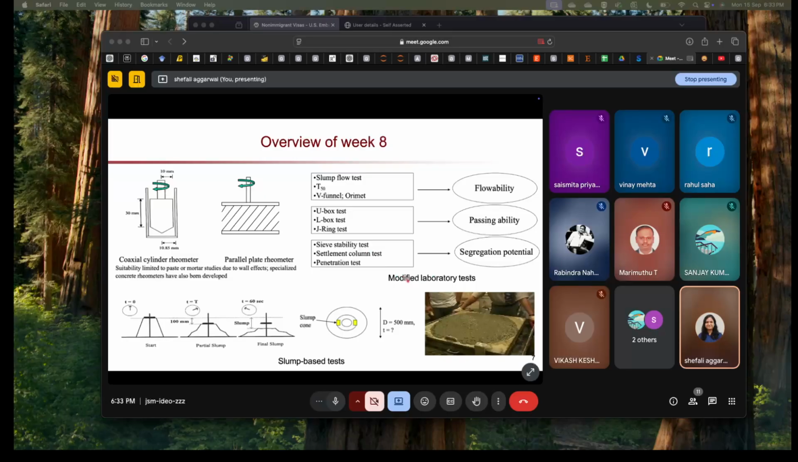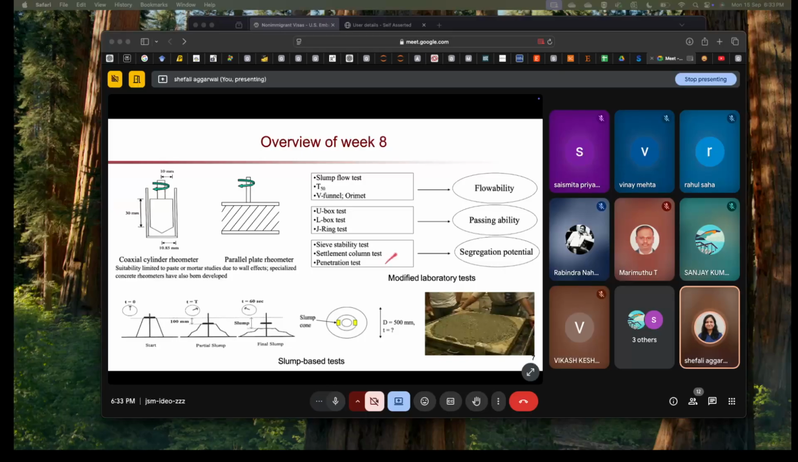Next, what are the different laboratory tests when we are talking about fresh state concrete? First, flowability. For flowability, we usually do the slump test, then the T50 test, V-funnel or O-funnel test. For passing ability, U-box, L-box, J-ring test, and then for segregation, sieve stability, settlement column, and penetration. These tests are mainly for when we are doing SCC concreting. SCC means self-compacting concrete.